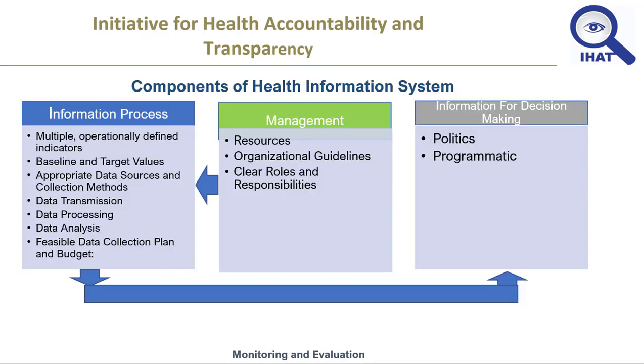The components of health information system can be described from three perspectives. The information process, which basically consists of multiple operationally defined indicators, the baseline and data values, appropriate data sources and collection methods that are clearly defined, well-defined data transmission, processing and analysis process, a feasible data collection plan, and budget. On the aspect of management, basically it involves resources, organizational guidelines, and clear roles and responsibilities for the various stakeholders that are involved in data or information management. Then the need for information for decision is often to be made available to politicians and also to program operators.